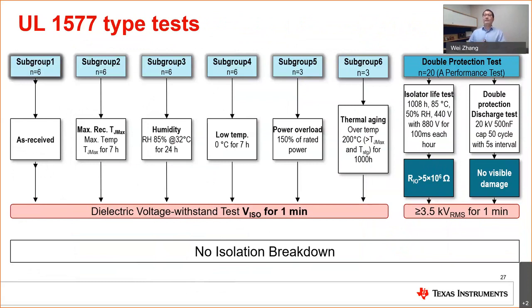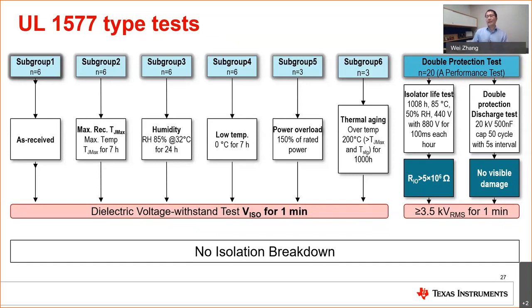And UL 1577. This is a tab test, a certification test, and it is slightly different from the testing before. You can see here, this is not testing RIO. It's testing whether my part can withstand the voltage VISO for 1 minute. Not for 1 second, 1 minute, because in production it's tested at 1.2 times the VISO for 1 second. Here it's testing for 1 minute, so then there's no isolation breakdown.